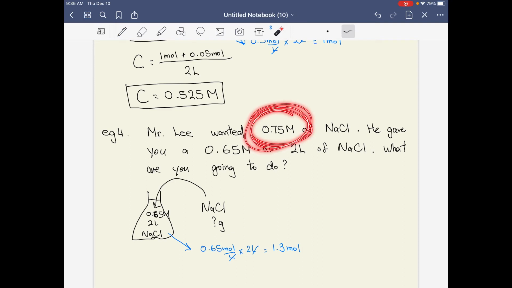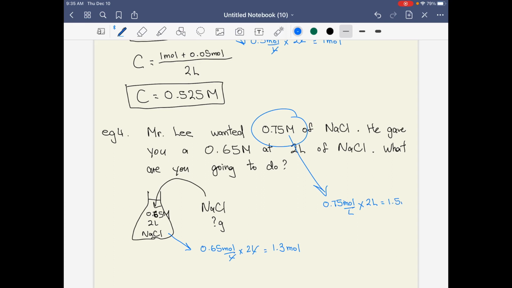you want your final concentration to be 0.75. What that means is how many moles is in your final concentration. So in your final concentration, you want 0.75 moles per liter. And I'm assuming that you're just going to be adding NaCl in there and you're not really changing the volume. So the volume remained the same. Unless Mr. Lee wants more, then you do something else, which we will talk about in type C. So it'll be 1.5 mole.